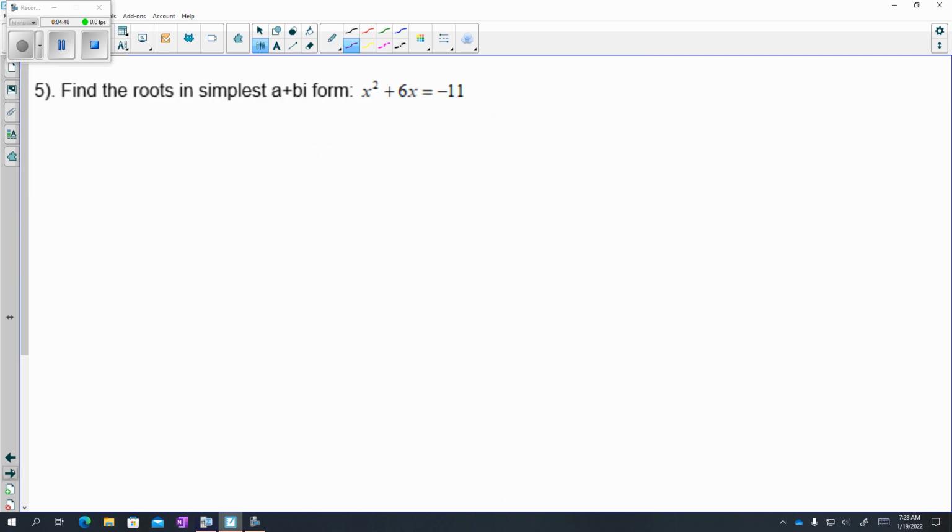Number 5, find the roots in simplest a plus bi form. Roots in simplest a plus bi form tells me a few things. The first thing it tells me is there must be an i in the answer.